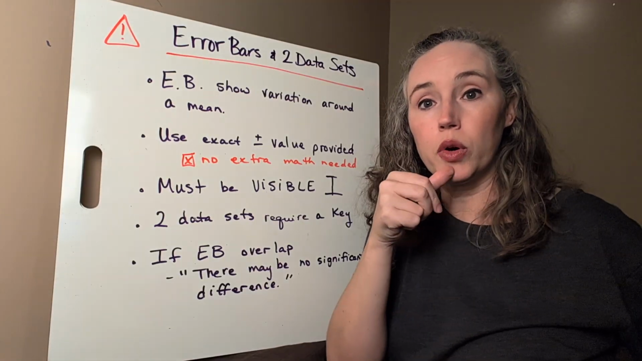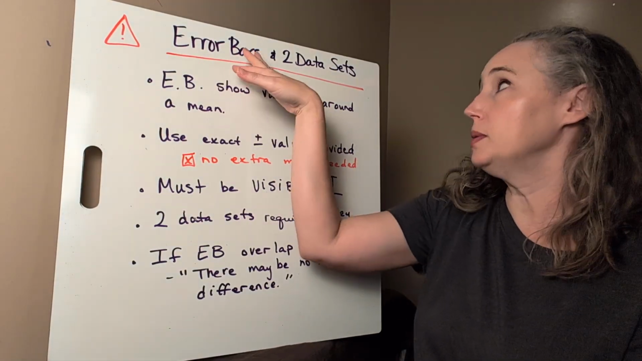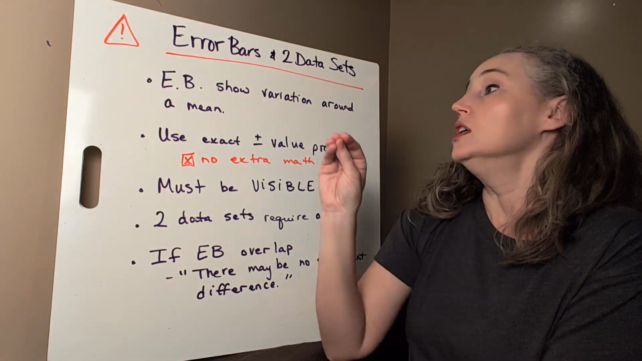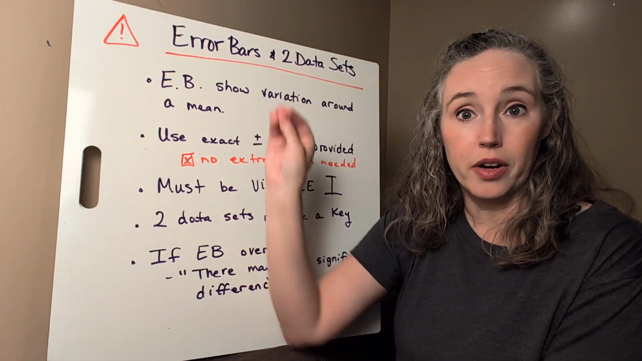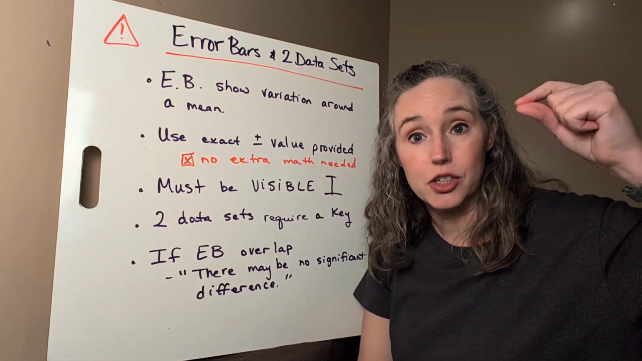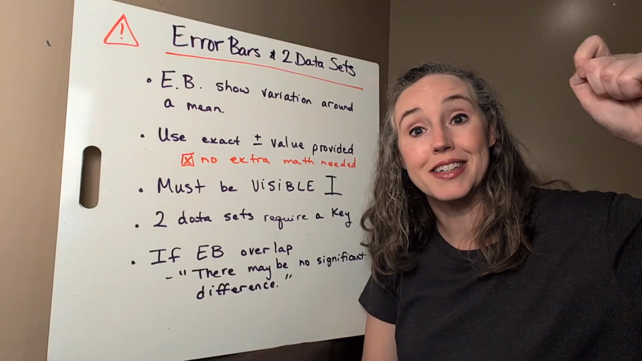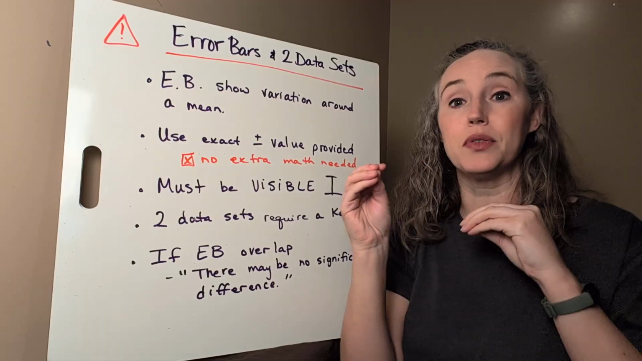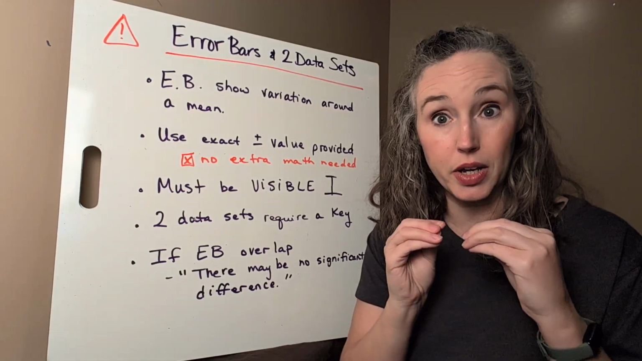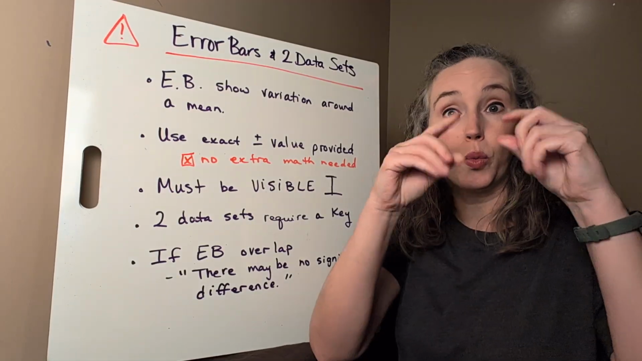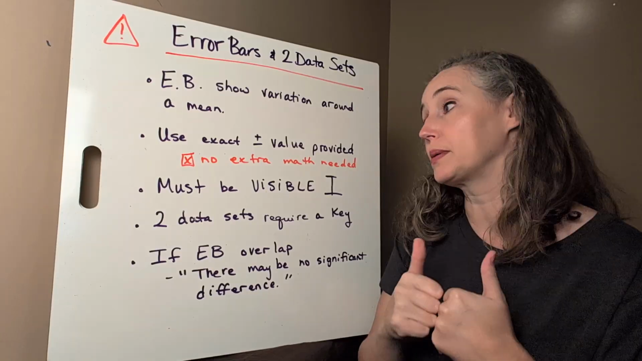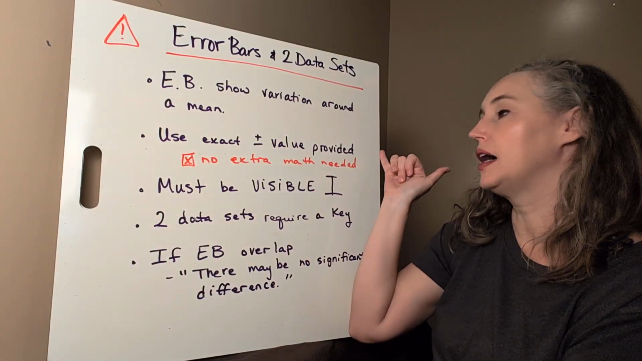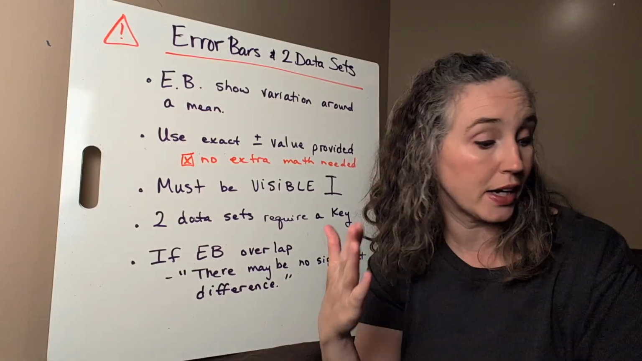I want to give you some warnings about error bars when you're working with two data sets. The goal of an error bar is to show the variation in the data from the mean. It's really important because whether the differences in the data are significant or not depends on whether or not those error bars overlap. You want to use the exact plus and minus value provided. You don't need to do extra math.